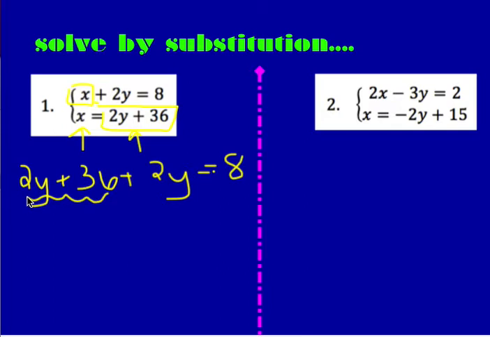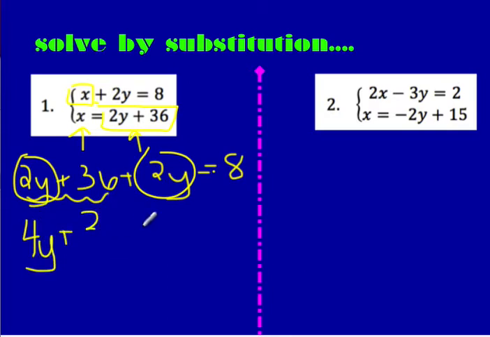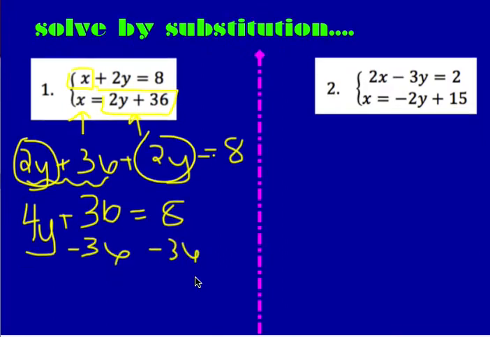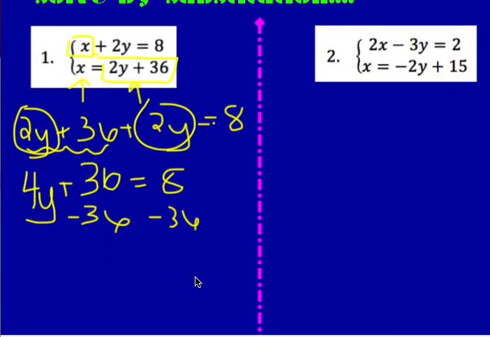So let's combine like terms. We have 2y plus 2y, which is 4y, plus 36 is equal to 8. Now I want to solve for y. The first thing I want to do is get my 36 over to the other side. So 8 minus 36 gives me negative 28. The 4y stays there, and then I have negative 28.